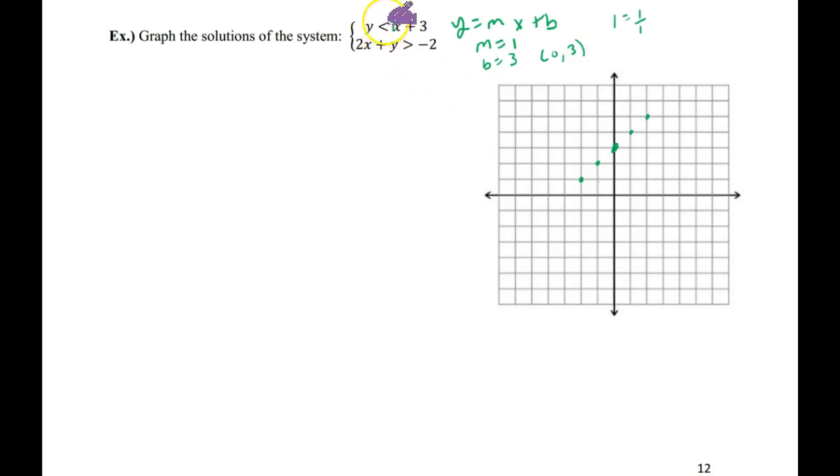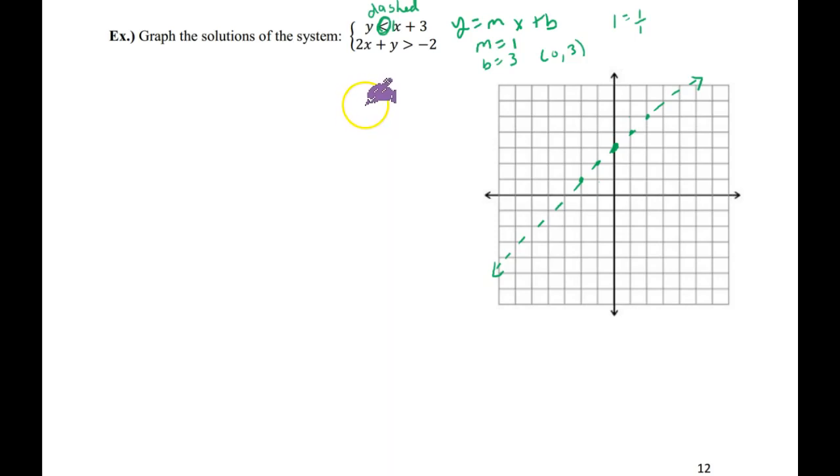I have to be cautious though. I notice here this is less than. That means it's a dashed line. So I'm going to go ahead and just dash this line. It's not a solid line. It means we are not including the line as part of our solution set. So anything on this line is not part of the solution.